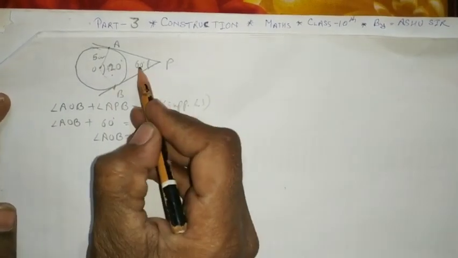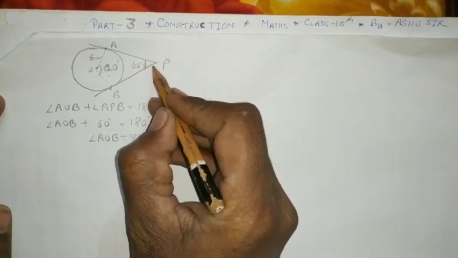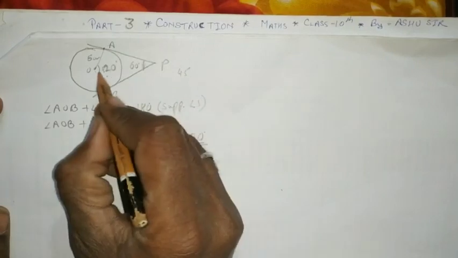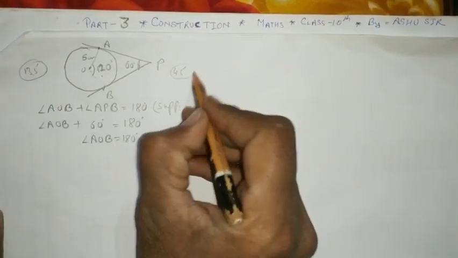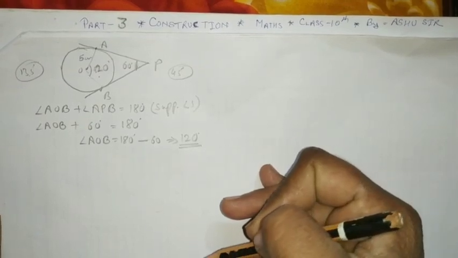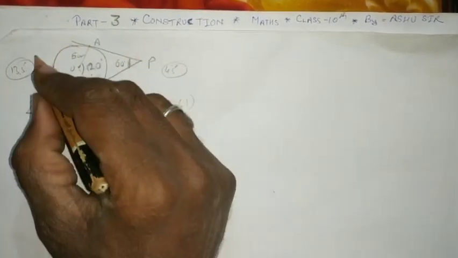This is a coincidence that it is double, but not always double. If the angle P is given as 45 degrees, then this angle is 135 degrees, means these two are supplementary angles. The sum of these two angles is 180 degrees. So let's construct this diagram.